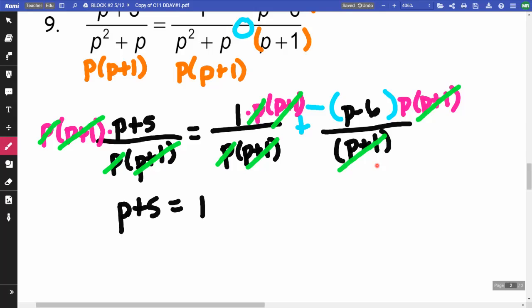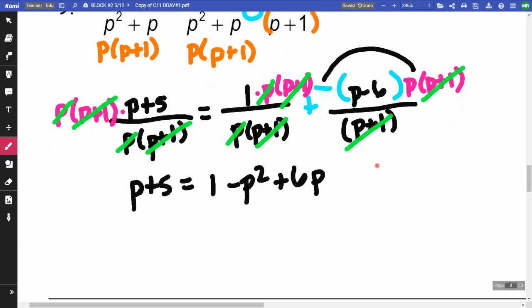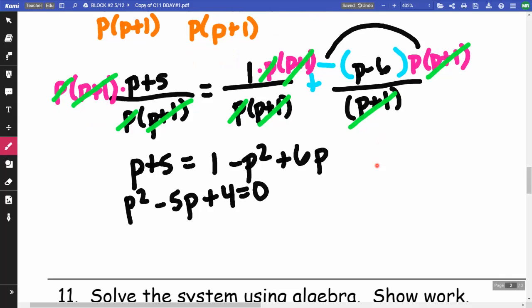And then I'm going to have a negative p here that's going to distribute. So I'm going to get a negative p squared. Negative times negative is a plus 6p. And I'm going to solve this. So I'm going to bring my p squared over here because I like it to be positive. I'm also going to minus 6p, so I get a negative 5p. I'm also going to minus 1, so I get a plus 4 equals 0. And so I want to think about what multiplies to a positive 4 and adds to a negative 5, and that's going to be a p minus 1 and a p minus 4.